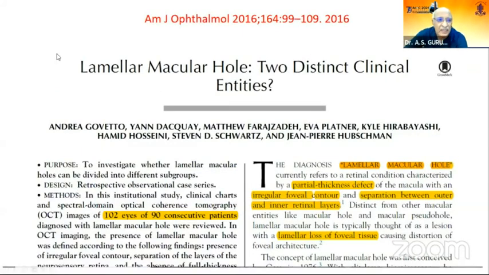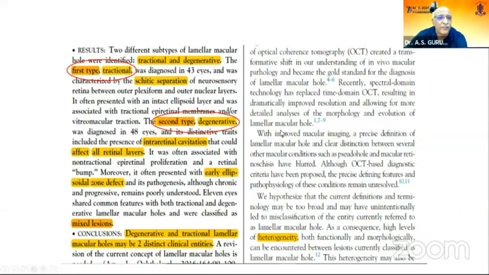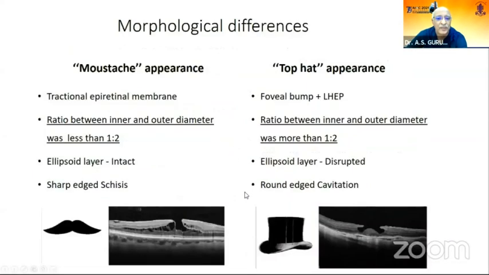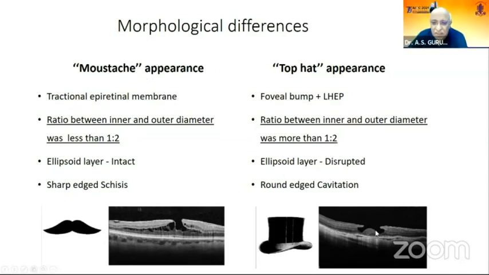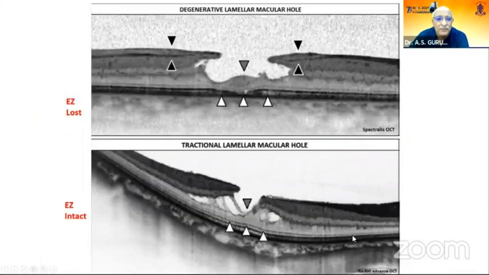and this is actually divided into two distinct types by this study, where they found that there was a tractional type and a degenerative type, and we should use examples. So this is the tractional type, and this is the degenerative type. So there is this mustache appearance and the top hat appearance. I'm not going into details. And what I want to say is that the first type is operable. The second type does not respond very well to surgery.